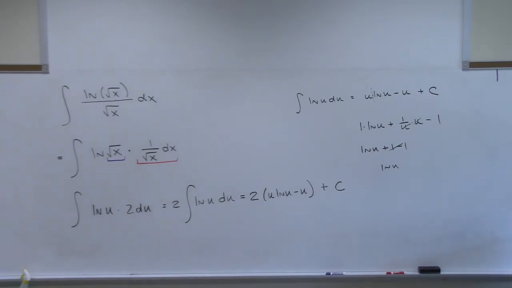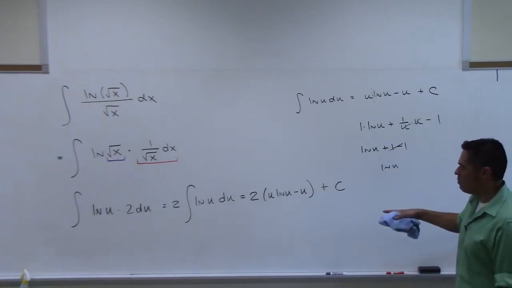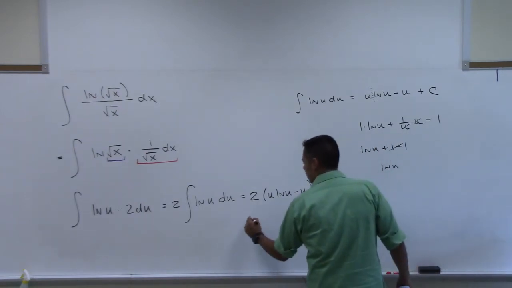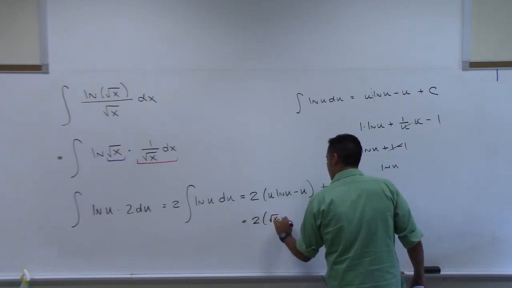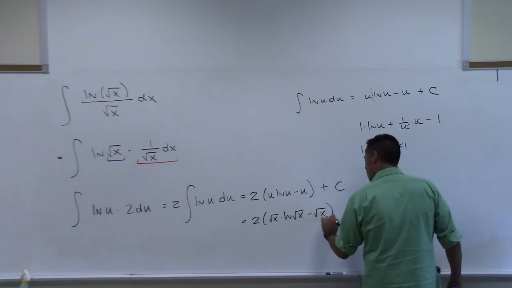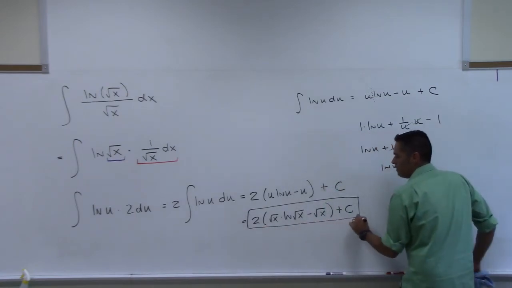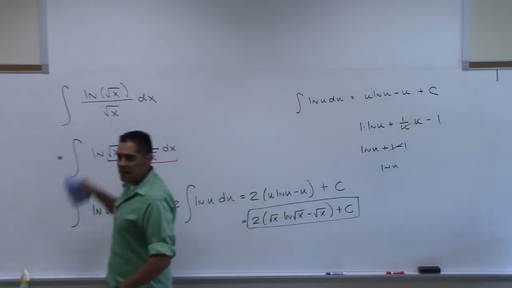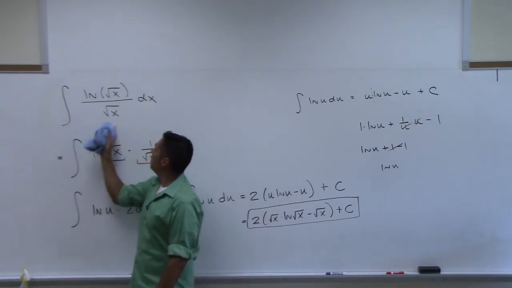Why not? Yeah, because what's u? What was u? The square root of x, right? I erased it, but u is the square root of x. So I've got to rewrite this. This is 2 parentheses square root of x times natural log of the square root of x minus the square root of x plus c. This is the antiderivative of this. So if I take the derivative of that, I should get that. What's in here? I should get that.